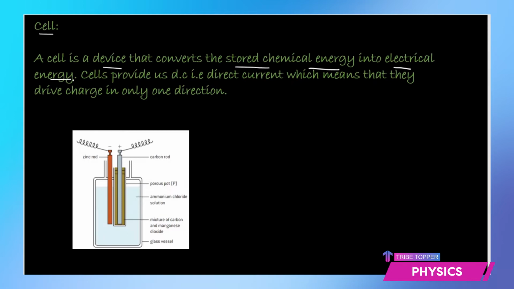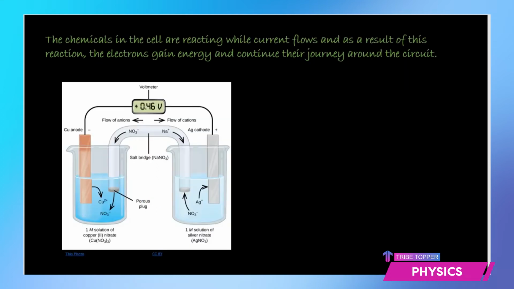And one important thing that you should know about a cell is that cells provide us DC. DC means direct current, which means that they drive the charge in only one direction. So if it is a negative charge flowing, then it will be flowing from the negative to the positive terminal all the time. So the charge flows in just one direction, and hence a cell provides a DC.